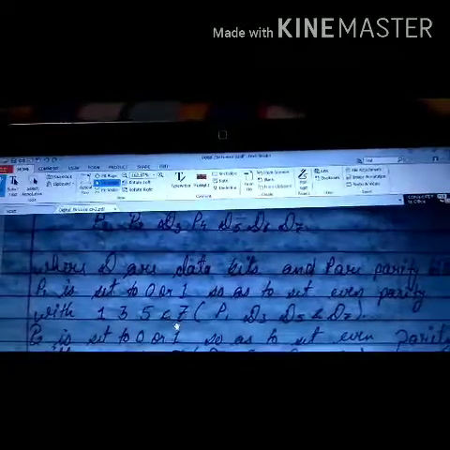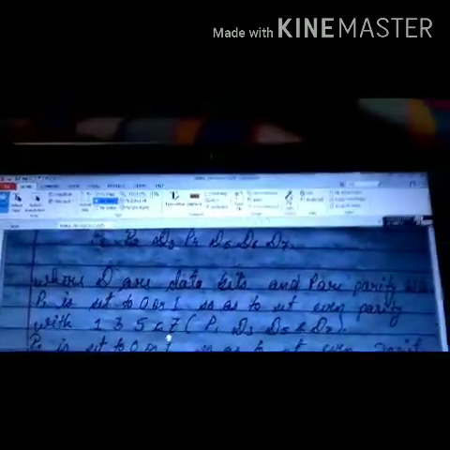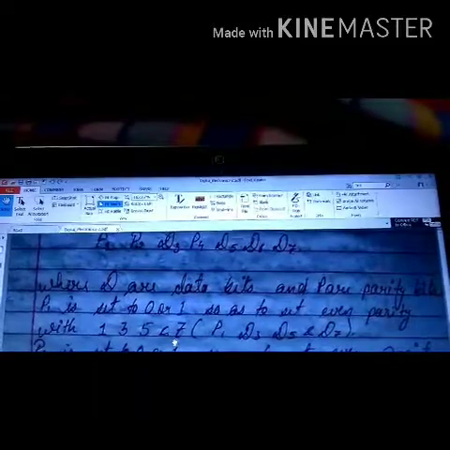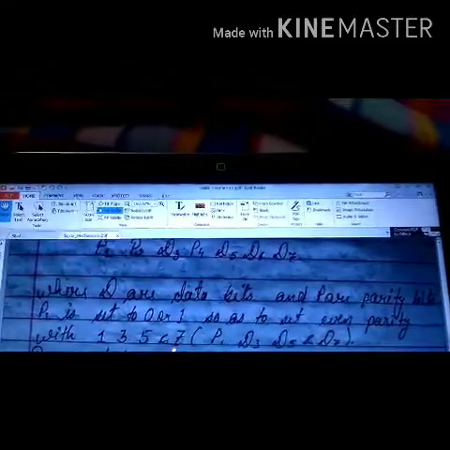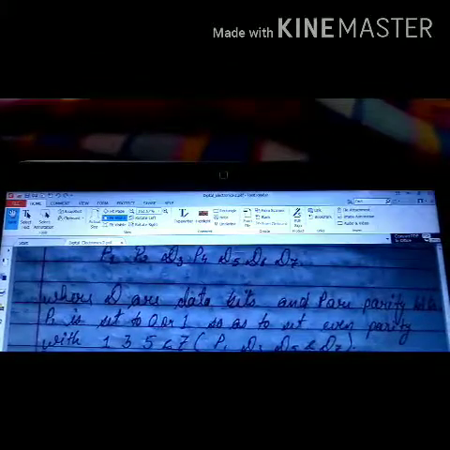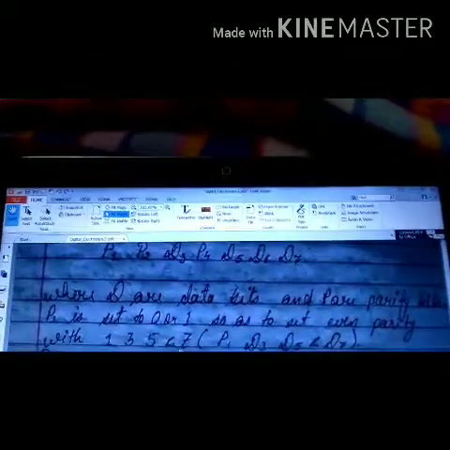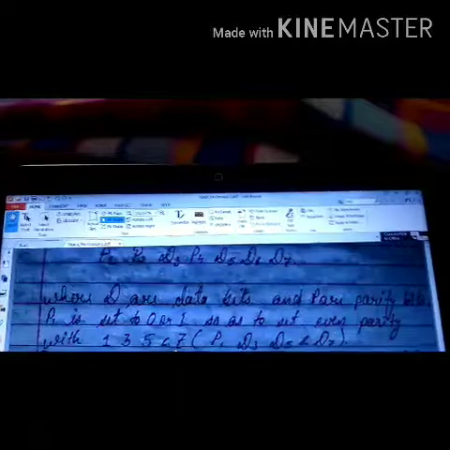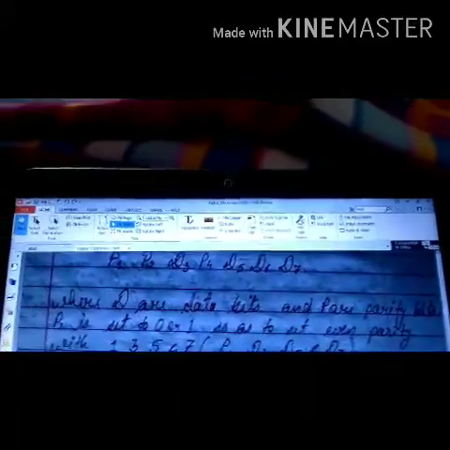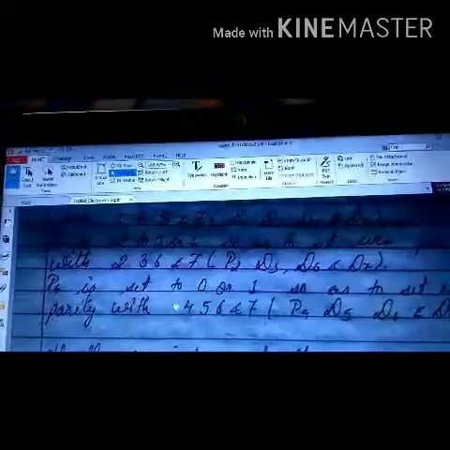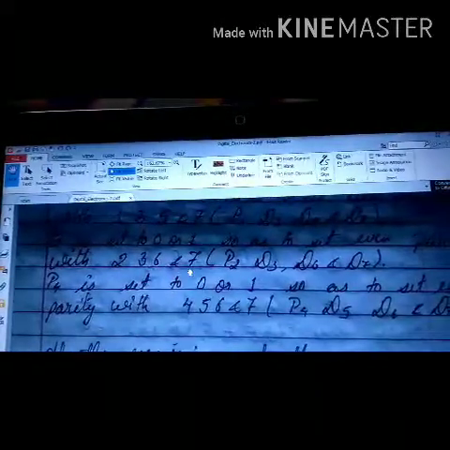Okay, so we will use P1, then we will use D3, D5 and D7, and we will set the parity bit to 0 or 1 such that even parity is maintained. Similarly, P2 is set to be 0 or 1 so that we can set an even parity with data bits 2, 3, 6 and 7.